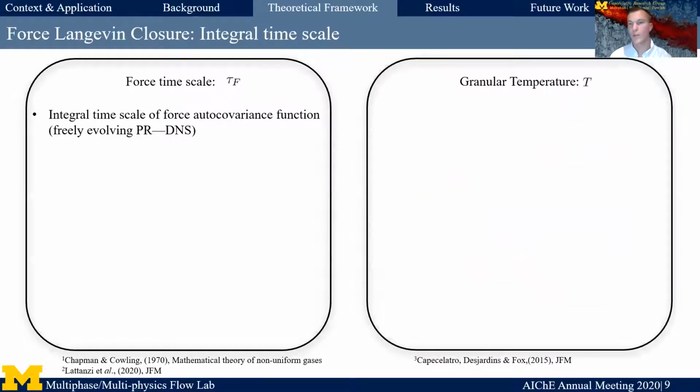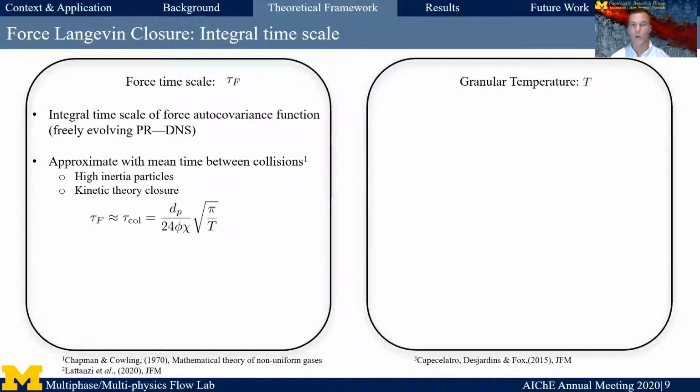So we need to close these two inputs into our stochastic differential. And the first one we're going to examine is the integral timescale of the fluctuating drag force. And this can be directly computed from particle-resolved DNS. But going through that theoretical procedure in our previous work, we have reason to approximate this with the mean free time between successive collisions, which should be valid for high inertia particles. And we'll note that this solution is really agnostic to the particle resolved DNS data, since it's derived from the kinetic theory of non-uniform gases.